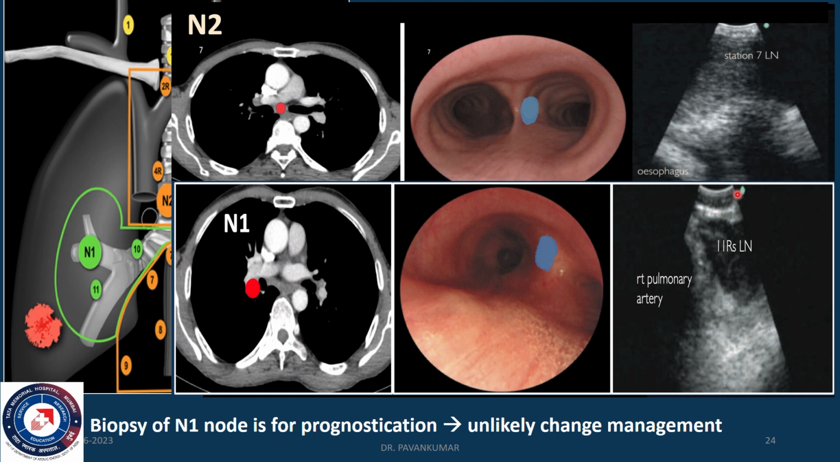Subsequently, if it turns out to be N2, you can compare for quality control on your EBUS sample, and it will tell you about the prognostication, but it is unlikely to change the management. This patient qualifies for surgery, will go for surgery. If the patient comes for definitive CTRT, irrespective of N1 positivity, you will be able to take this patient for treatment. The only advantage is that suppose you have inadequate material and the oncologist says, I want more material, then you sample the N1 node, which will be adequate even for NGS.